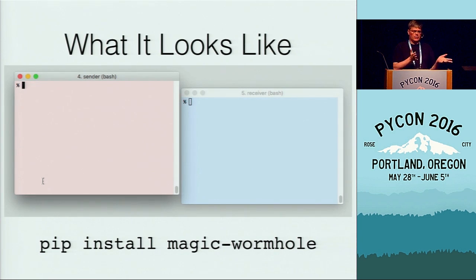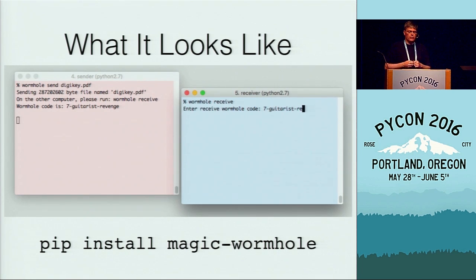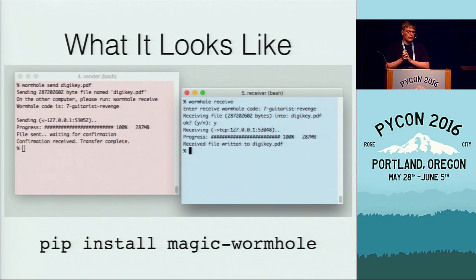First off, you do pip install magic-wormhole. Please do that into a virtualenv. We saw Glyph's talk yesterday about why doing this into your root is a bad idea. Then on the sender side, there's a command line tool, and you run wormhole send, and you give it the file name. That gives you a wormhole code, a string that prints out, like 7-guitarist-revenge. You transcribe that. You get that to your recipient. So as one human to another, you give them this string. The other person runs wormhole receive. They type in that string.